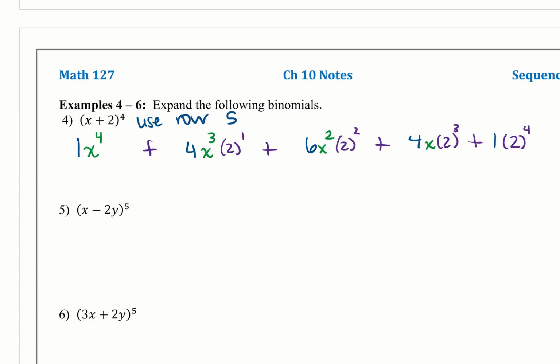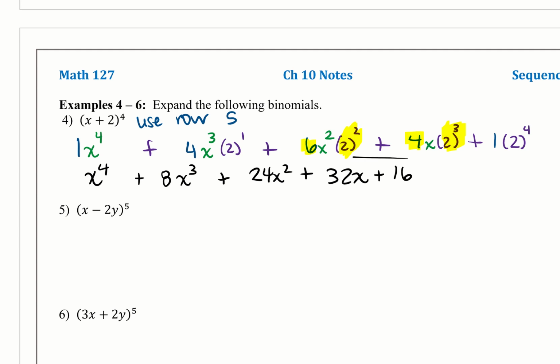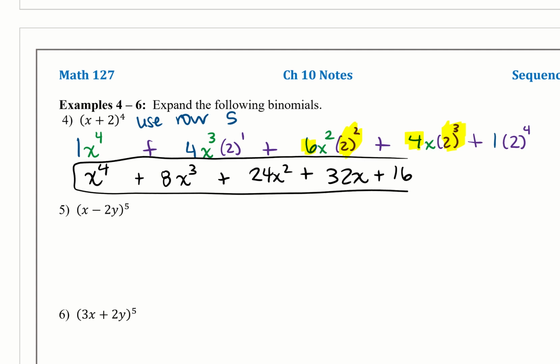My first term would then be x to the 4th, plus, this would be a 2 times 4. Those coefficients need to be multiplied together, those constants, to have a coefficient of 8 in front of the x cubed. For my next term, I would need to do 2 squared, which is 4, times 6, which is 24, x squared. For my fourth term, I'll do the power first. 2 cubed is 8, times 4 is 32. That's just the power of x. And then at the end, 2 to the 4th is 16. And so there's the expansion.